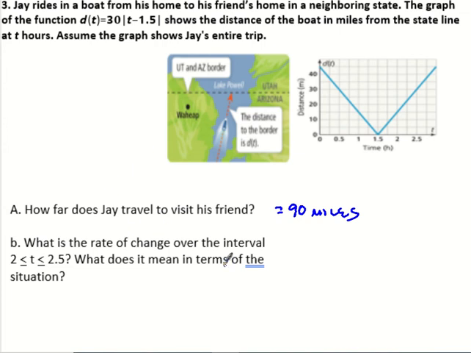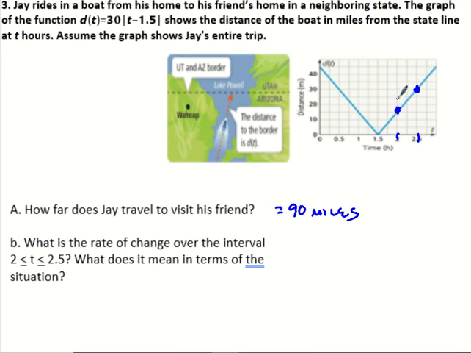Now, what is the rate of change over the interval between t is 2 and t is 2.5? So that's going to be between here and here. So it's asking me, what's my rate of change between here and here? When we find that interval, it's asking for the x-values. I'm just looking at what's the slope here. So what's the rate of change in this particular area? Well, this is a straight line, so the rate of change is going to be the exact same from here to here. I'm really just looking for the slope of this line.